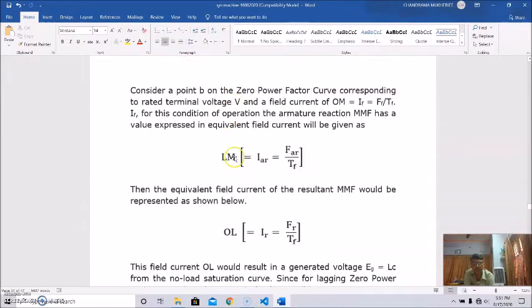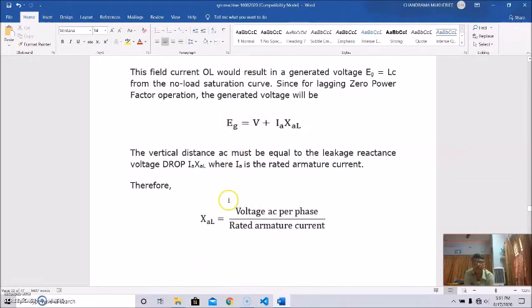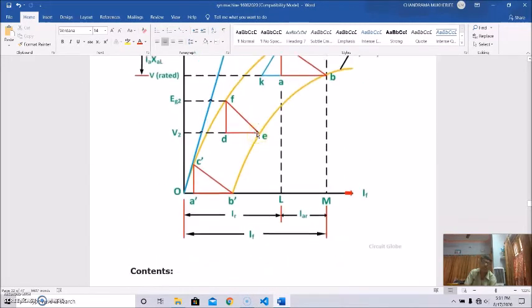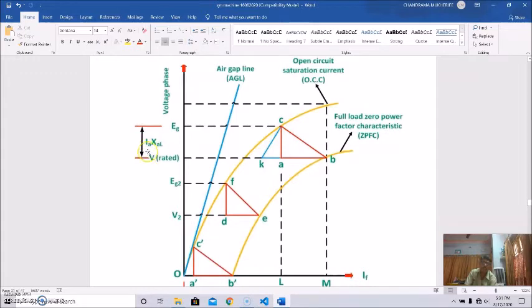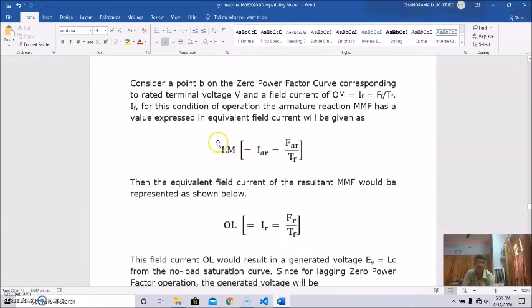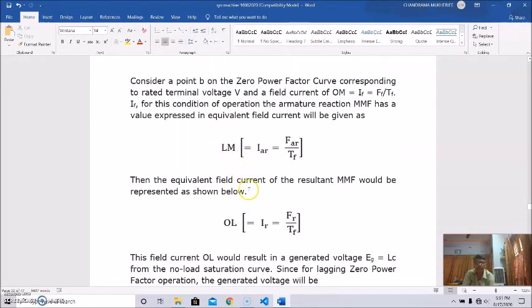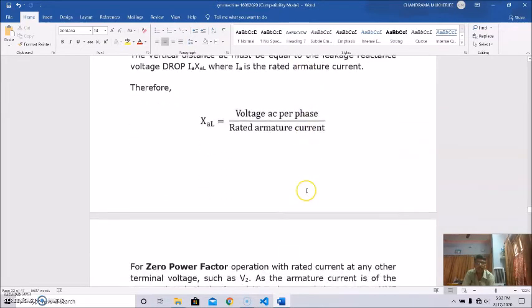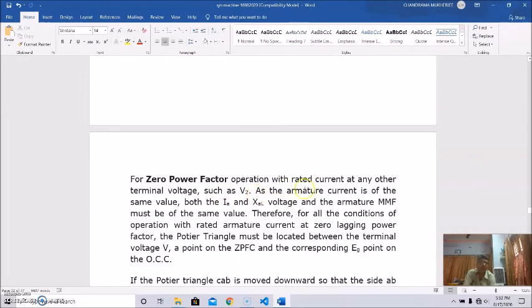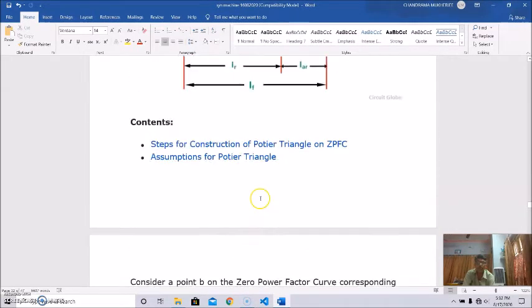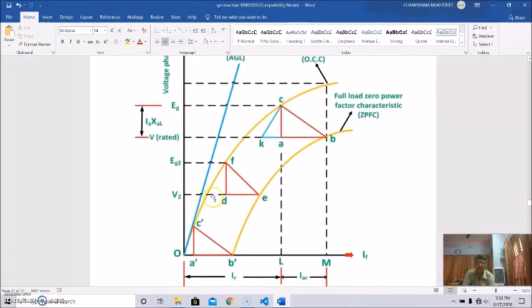So XAL equal to how much? So XAL equal to this voltage AC per phase divided by the rated armature current IA. So this is EG minus V, that is equal to AC, divided by this IA, which will give us this XAL. So then for zero power factor operation with rated current at any other terminal voltage such as V2, how will you get it?